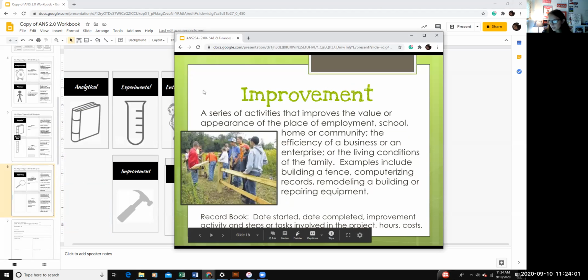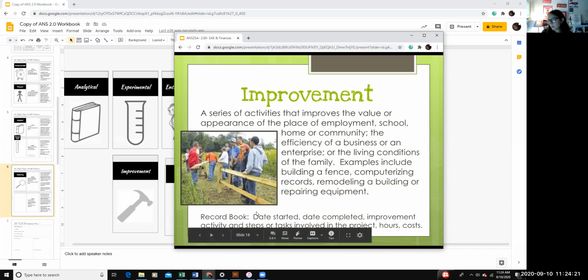And then improvement is a series of activities that improves the value or appearance of the place of employment, school, home, or community, the efficiency of a business or an enterprise, or the living conditions of the family. Examples include building a fence, computerizing records, remodeling a building, or repairing equipment.